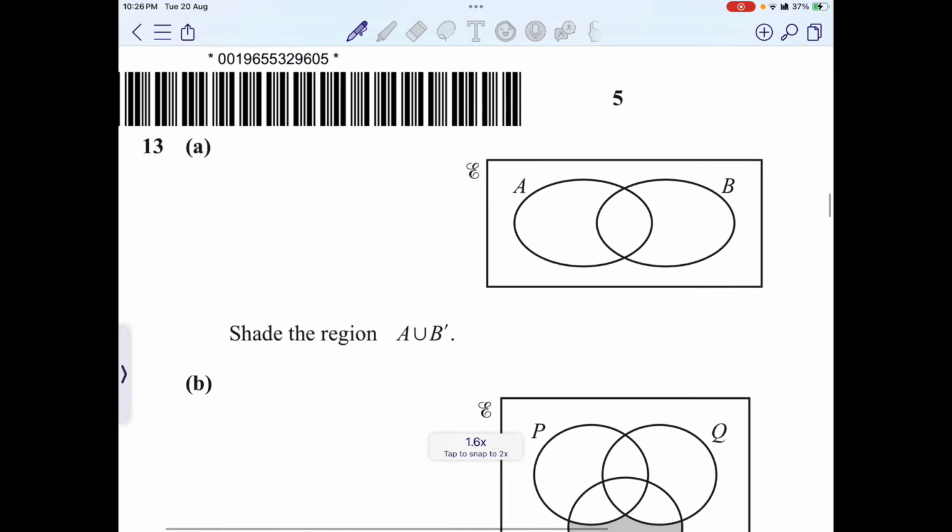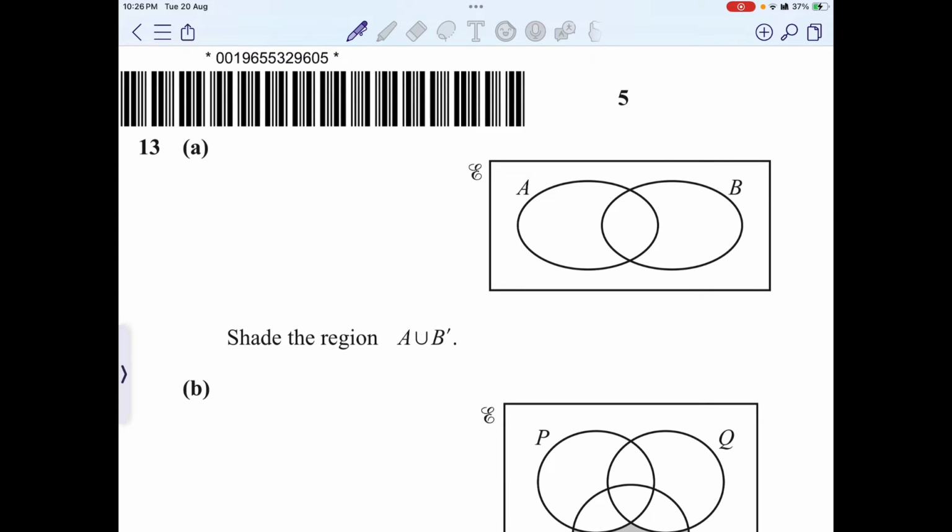Moving on, it says shade the region A union B not. So we don't have to shade B. Basically, you have to shade the region which includes A and not B. So when I shade this, first of all, I shade A, the whole of A, because it says union, not intersection. The union basically means everything which is included in A. Alright, the whole thing is going to be shaded, and what is not in B. So in not B, I'm going to have this outside part as well, so I'm just going to shade that.